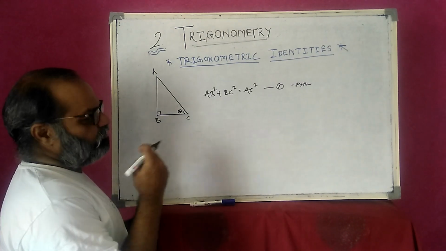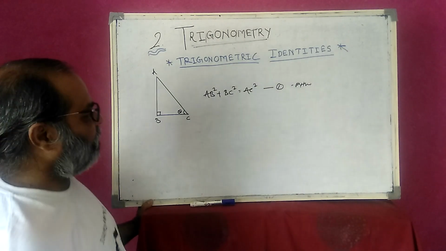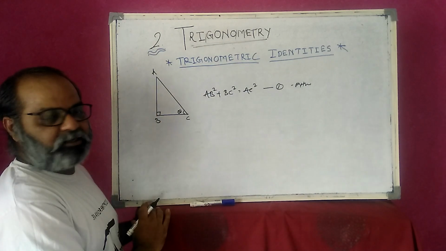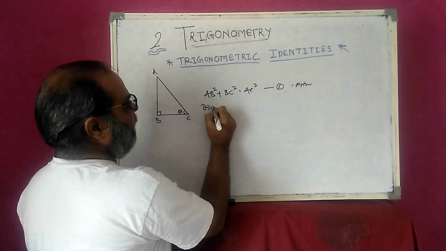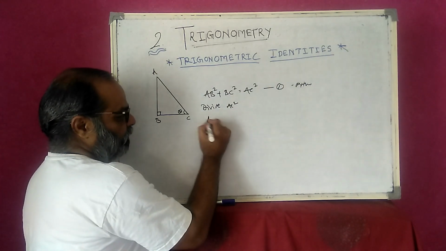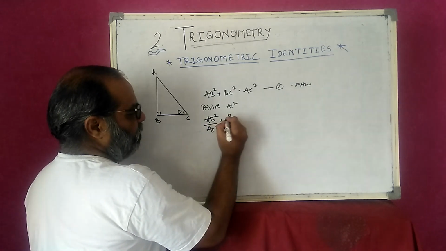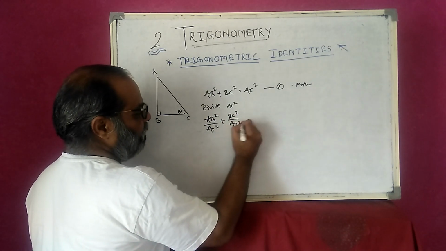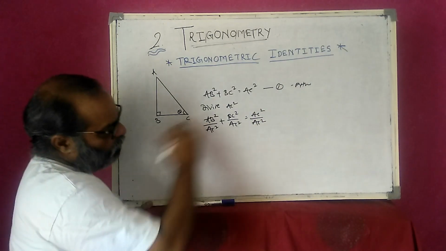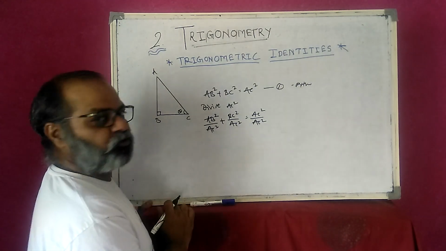Now I want some trigonometric ratios here, some sine, some cos, some tan theta. Now I divide throughout by AC square. So I divide the equation by AC square. So the equation becomes AB square by AC square plus BC square by AC square is equal to AC square by AC square. Let's see what we get.